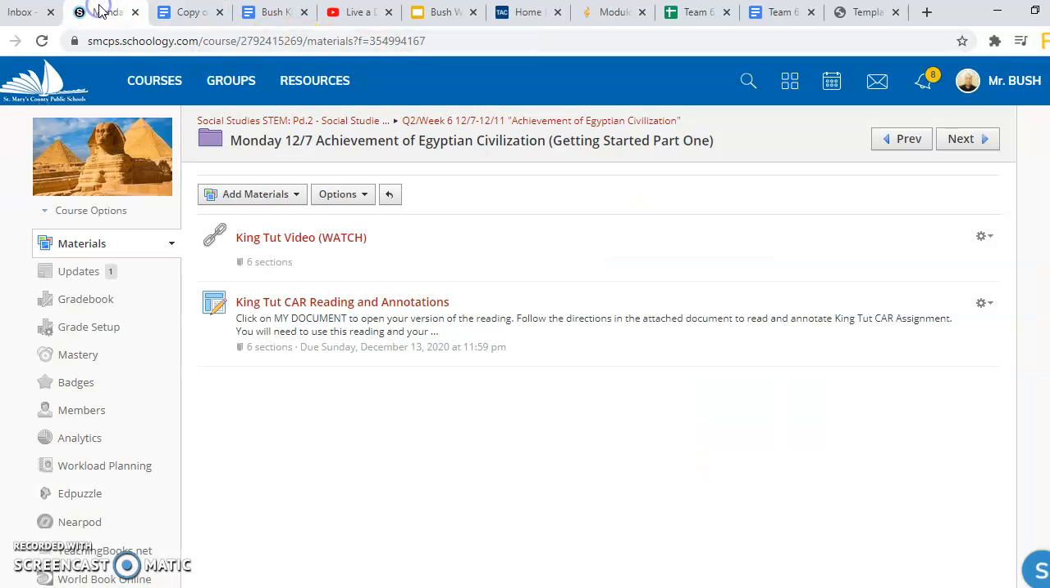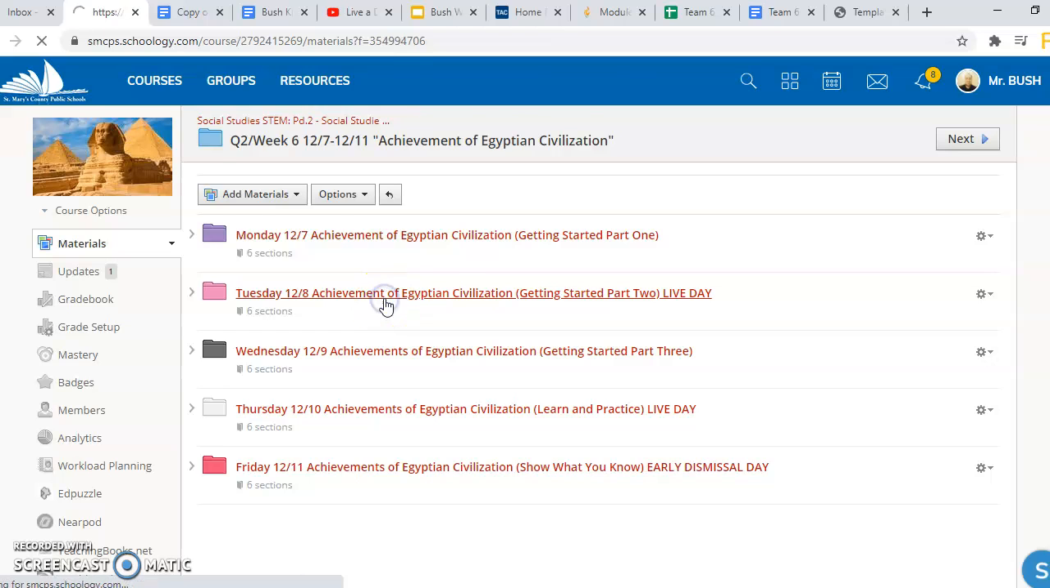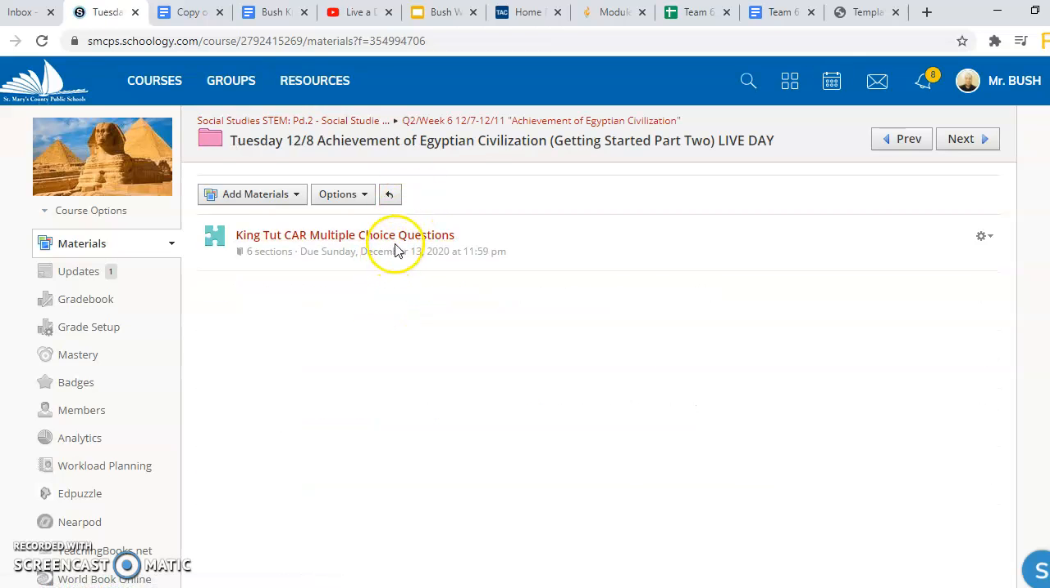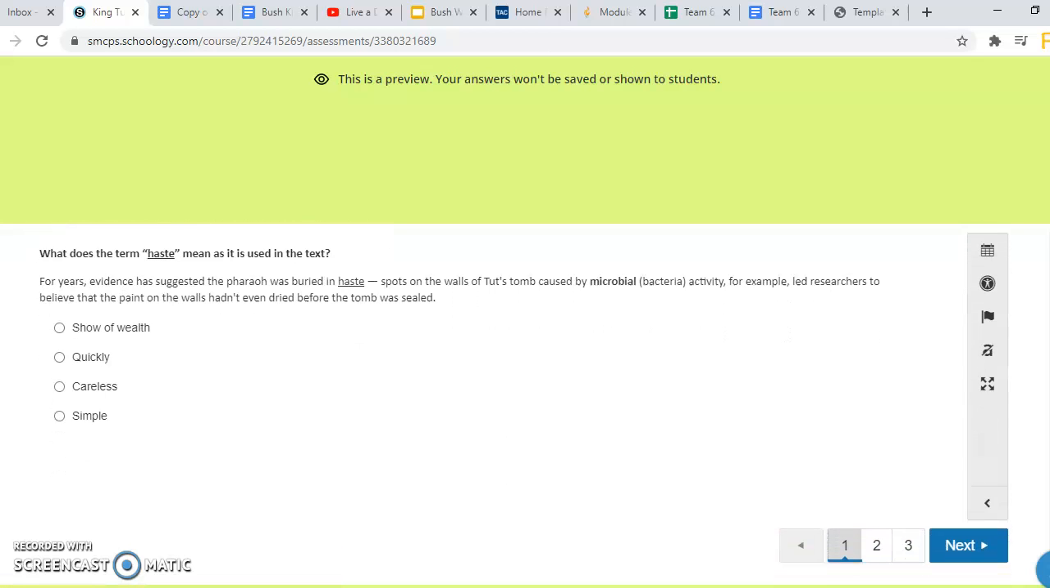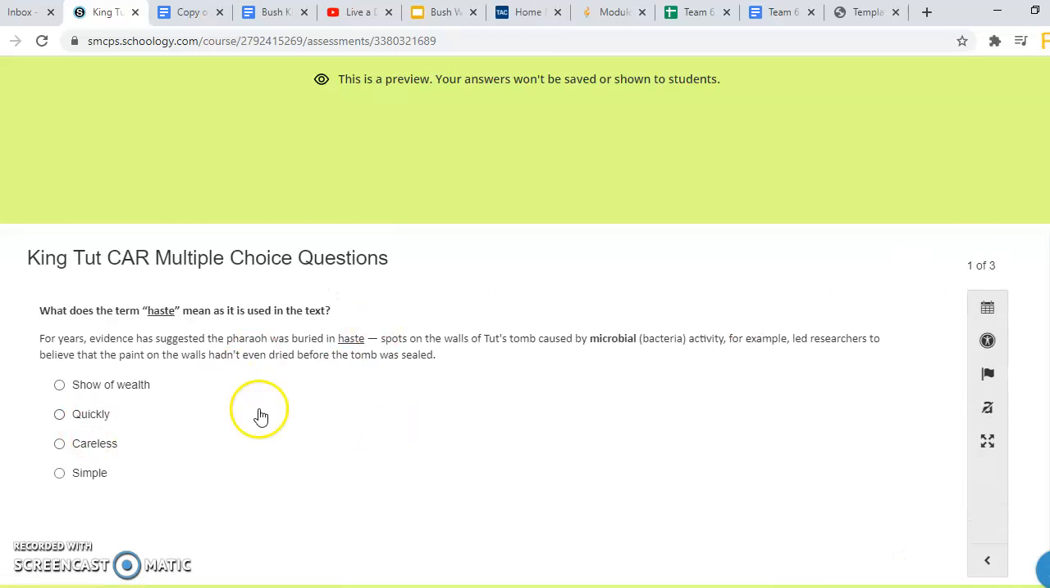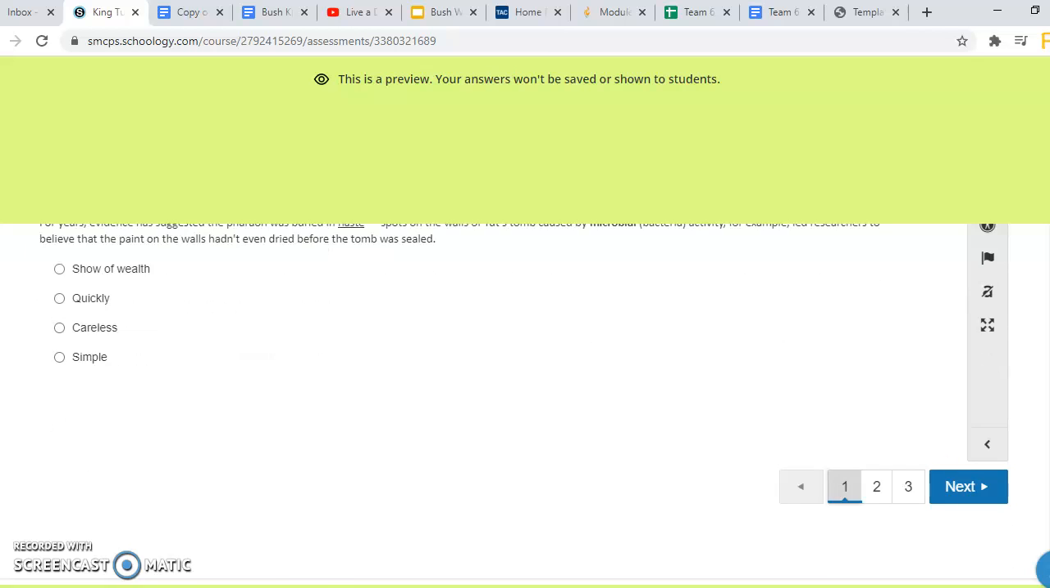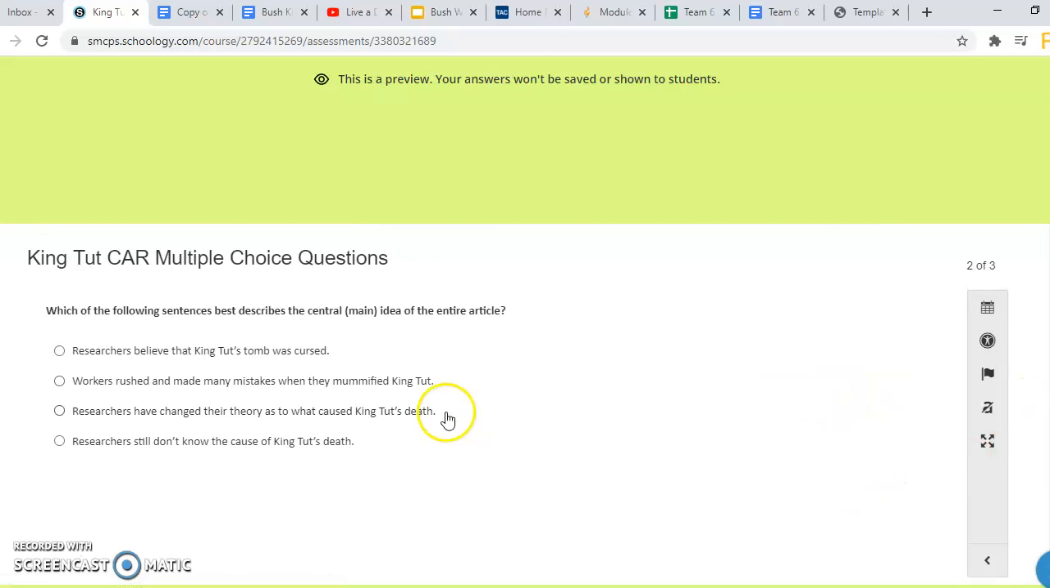Then what I did was I pointed out to the students that today's expectation for Tuesday was the 3 multiple choice questions. So as they go in the Tuesday's pink folder, there they will find the 3 multiple choice questions. The first one being a vocab question about the word haste, 1 correct answer. The second being the central or main idea of the article, 1 correct answer.